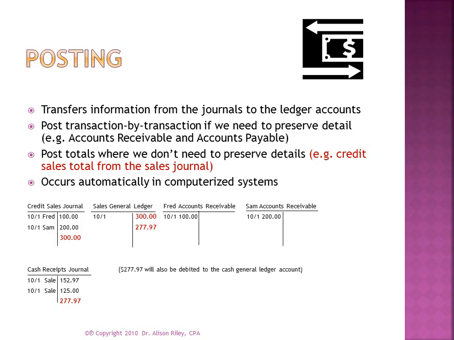Because we are effectively not posting both sides of each journal entry at precisely the same time, there may be temporary imbalances between debits and credits. This is just a procedural phenomenon though, and once we have finished posting, our debits should once again equal our credits, and our subsidiary ledger balances will equal our general ledger balances. Posting, of course, occurs automatically in computerized accounting information systems.